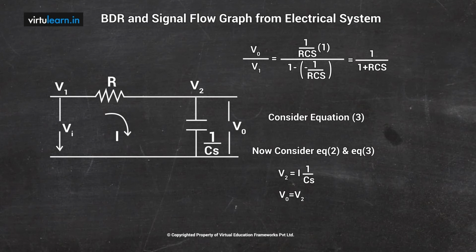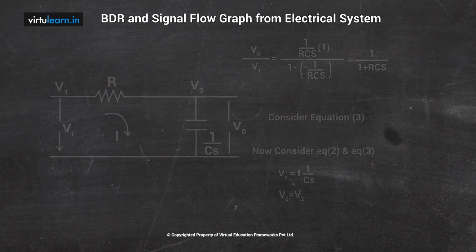I have input Vi and there is a block 1 by R, and after that we take the summing point. There is a feedback coming from V2, that is 1 by R, which is a negative feedback, and the output is I. So equation 3 we can represent like this.